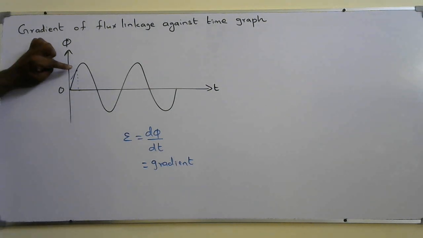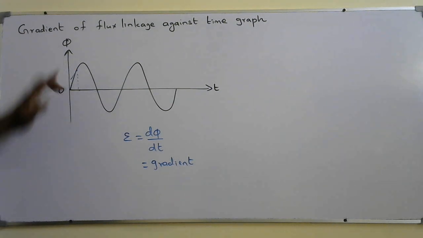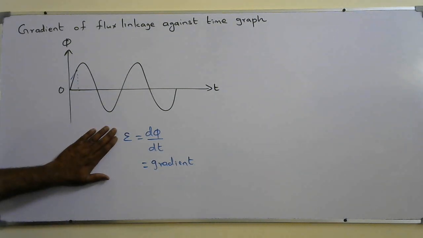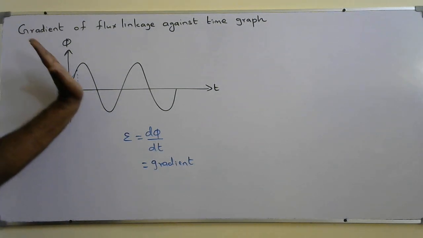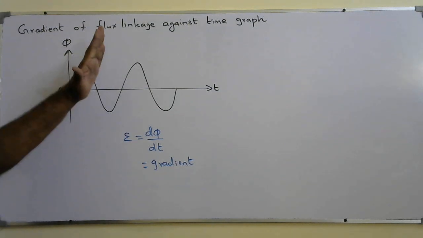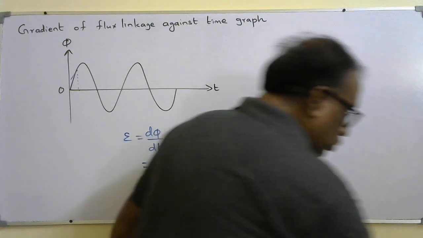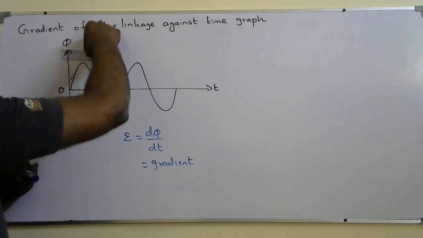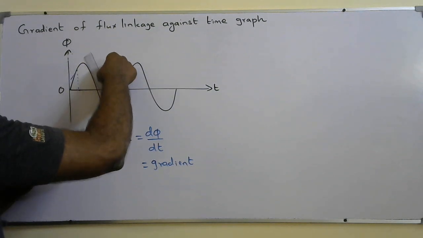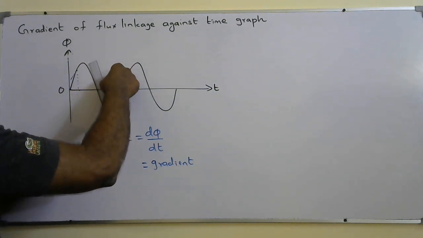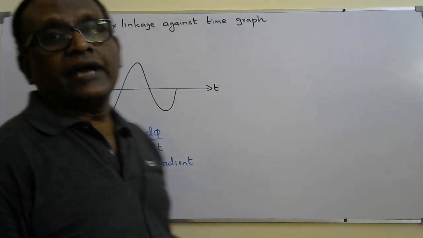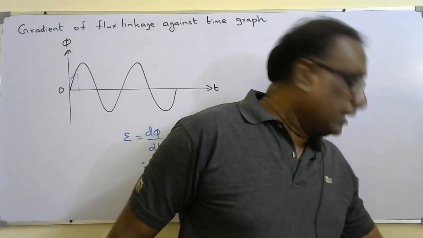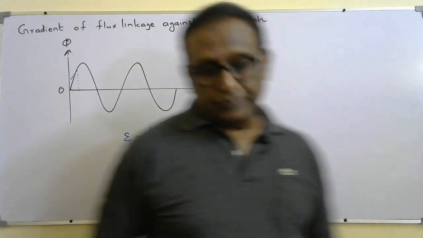So if the graph is given, you can find the induced EMF at an instant by using the graph. How to find it? Draw a tangent at the point where you want to find the induced EMF, and find the gradient of the tangent. If they ask to find the maximum induced EMF, you need to draw a tangent such that it has the highest gradient. For that, keep a ruler like a tangent. And here the tangent has a gradient of 0. Keep the ruler like a tangent where it becomes more and more vertical. At that point, draw the tangent and find the gradient of it. That will give the maximum induced EMF.